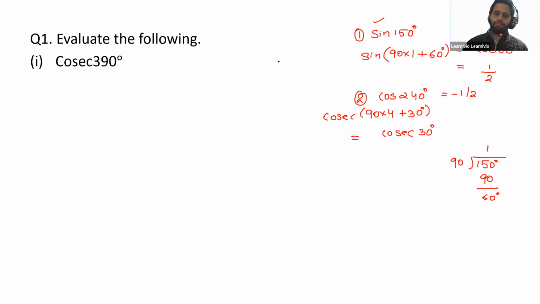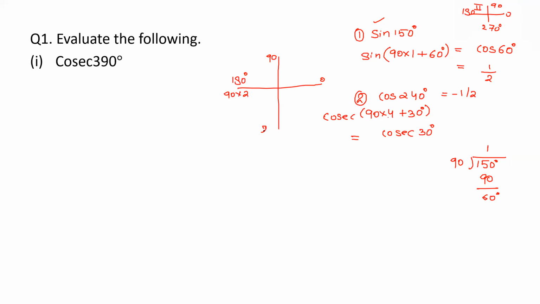Okay, quadrant. Remember, this is 0. This is 90. This is 180. This 180 can be written as 90 into 2. Is it okay? Yes, sir. Then we have 270. We can write this as 90 into 3. Then we have 360 here, which can be written as 90 into 4. Now 90 into 4 is here.